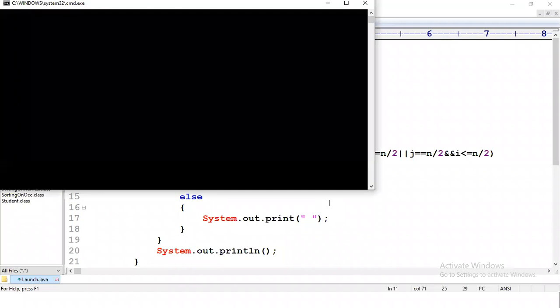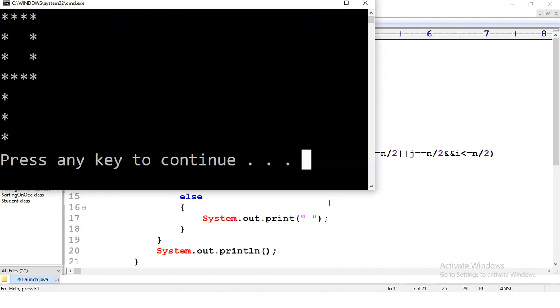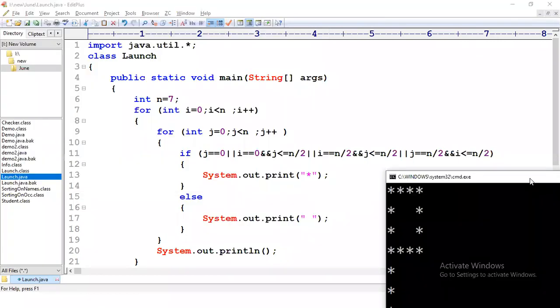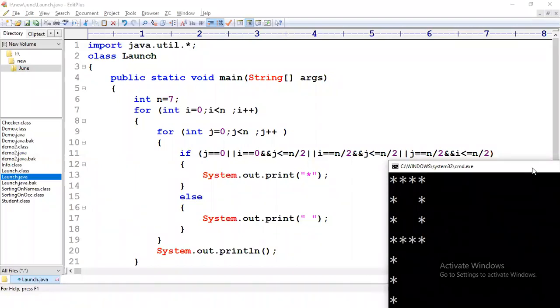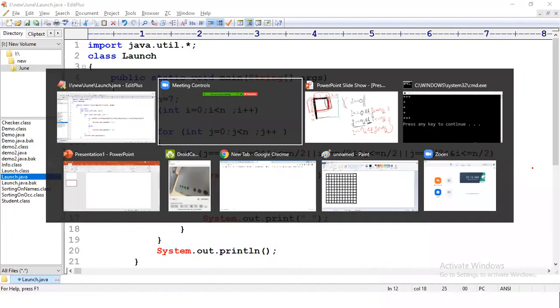Let's see. I'll compile and execute. See, you got the first half of the row like this. So I hope you have understood this. Now let's go for the next pattern. Before that, you can take the screenshot if you want. Okay, take the screenshot. I hope you have taken the screenshot here. Next, let's see. Clear this.